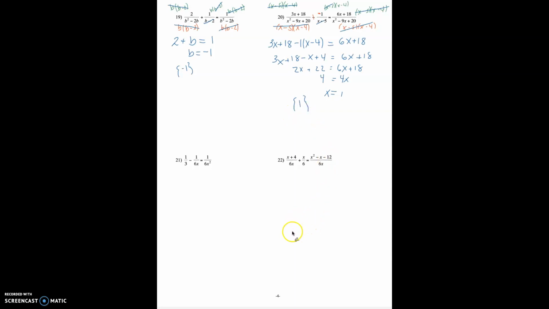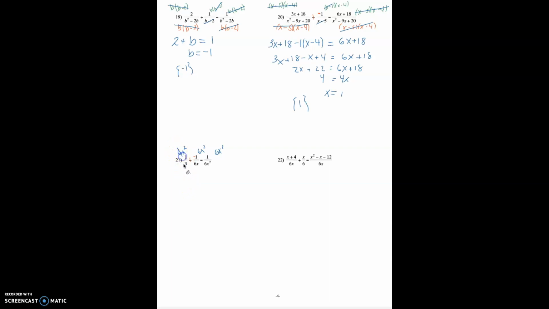I'm going to just get you started on 21, just a little change of heart here. Make sure everyone understands what we would do. So we want to get rid of our denominator. So what would we multiply every term by? 6x squared. So we multiply everything by 6x squared. And when we do that, again, I'm going to change that minus to a plus and move that negative. So we're going to see what we are left with.